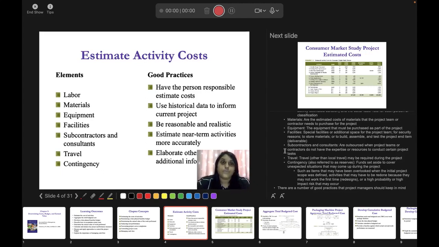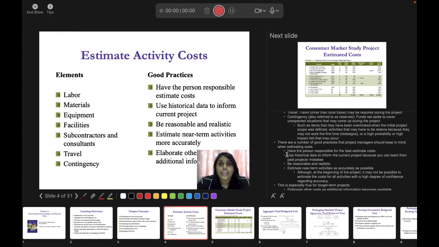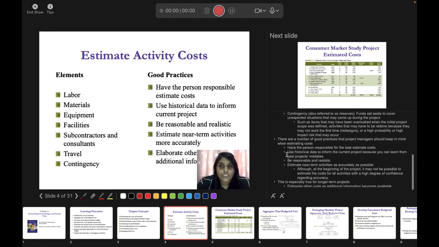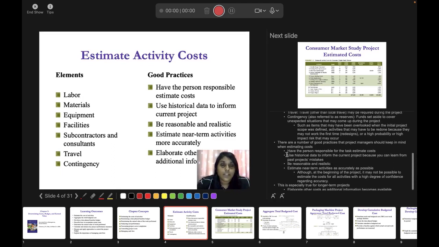Okay, so the good practice is that you have the person responsible estimate costs, use historical data to inform the current project, and be reasonable and realistic. Estimate near-term activities more accurately, and then elaborate other costs as additional information becomes available. When you are estimating your activity cost, you need the right person, with the right skills and the right knowledge to estimate the cost.